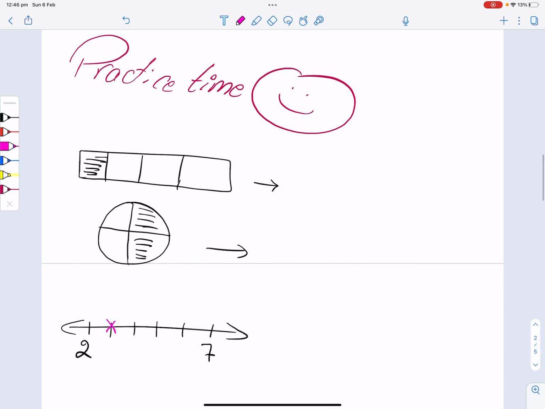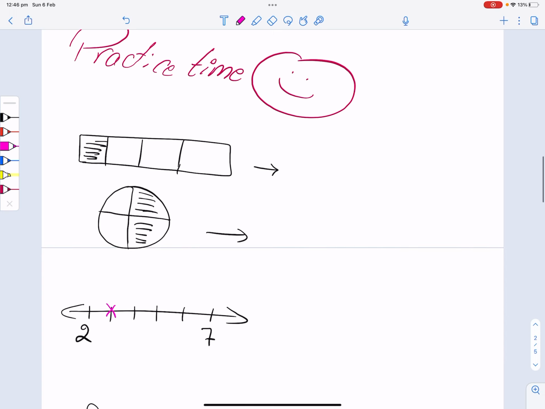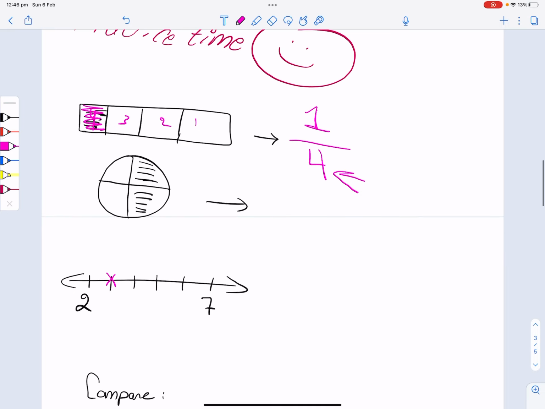Now let's practice. What's the fraction here? What do we look at first? If we have 1 part shaded and 4 parts in total, it's very easy. We have 1 out of 4, because here there are 1, 2, 3, 4 parts. This is the whole, and then we have 1 shaded, which is called 1.